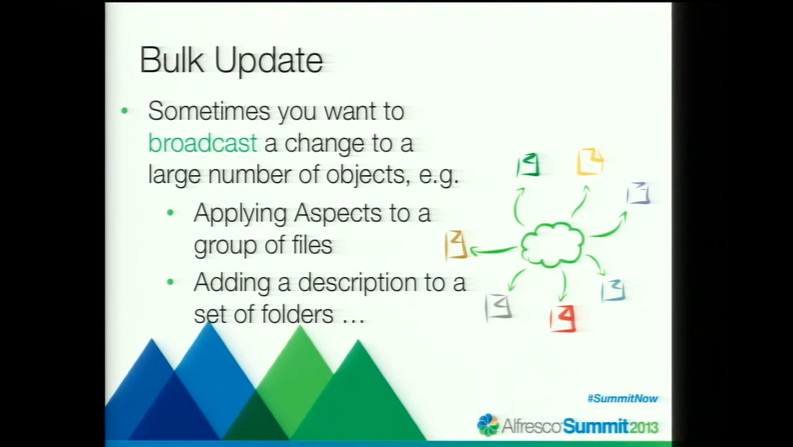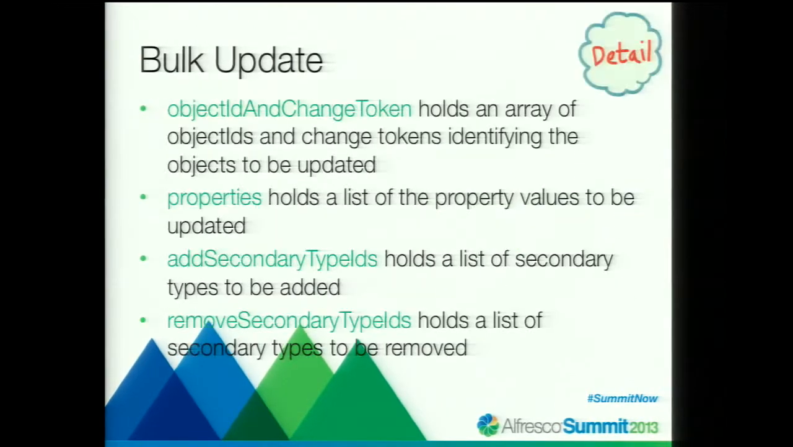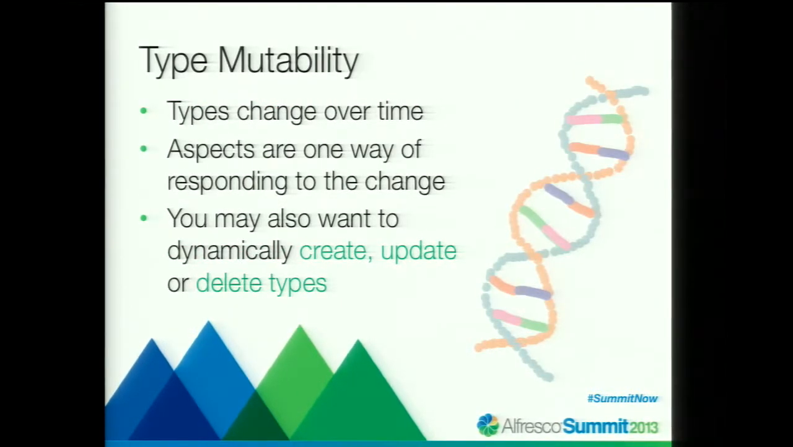Now, there's other things added to the spec. One of the things is something called bulk update. It's really handy at times to want to broadcast a set of changes to a bunch of files. The way you could do that now, for example, you want to add aspects to a bunch of files. Maybe you want to add a description to a set of folders. You can do that now by taking advantage of a new property called object and change token, which is a multi-value property of object IDs. And you could pass it a property bag and say, all those objects, apply all those properties to it. Or add or subtract all those aspects to it. You can do that with this call. Now, we don't have this implemented yet in Alfresco 4.2. But again, one of the things that's in our sights.